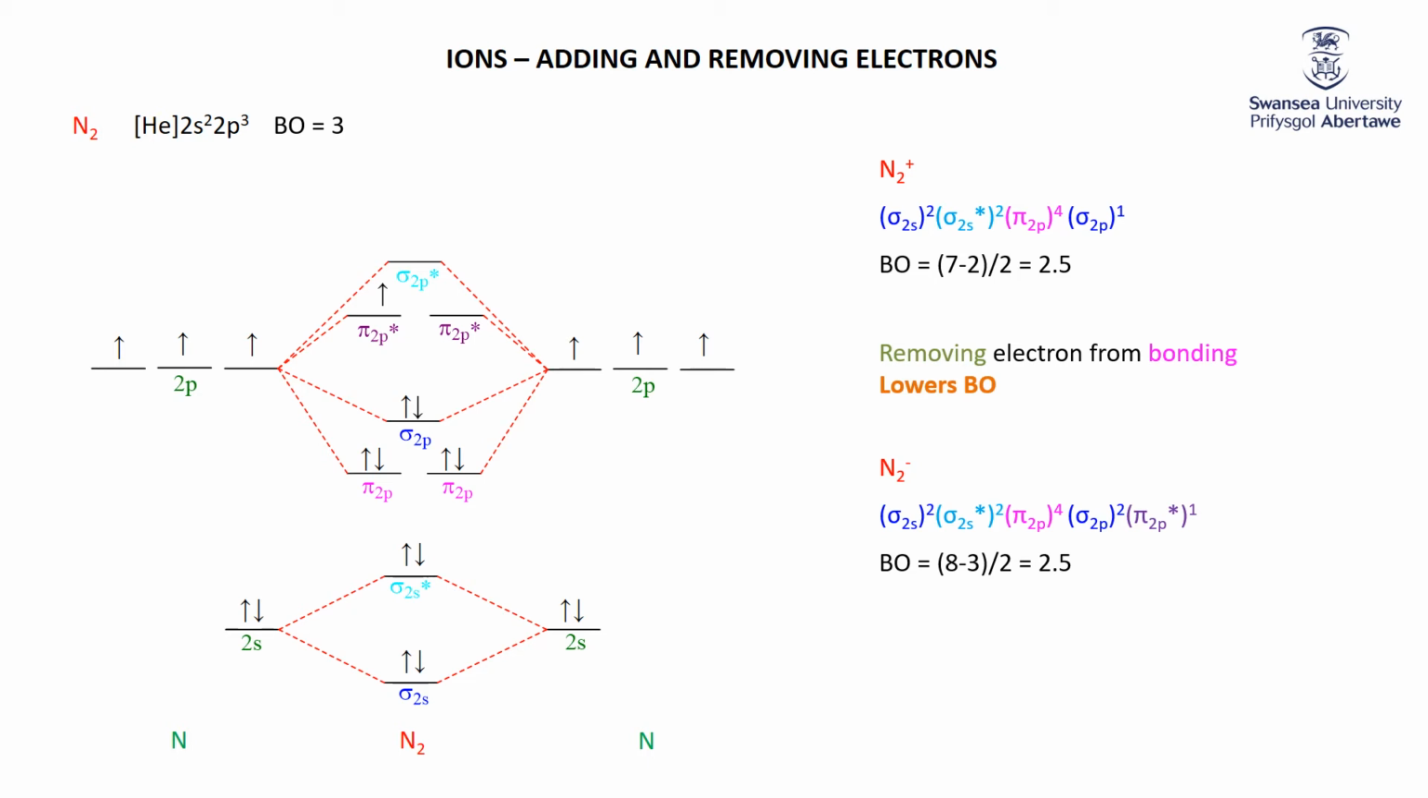So we added an electron, but it weakened the bond. It went from 3 to 2.5. Well, that's because we added it to an anti-bonding orbital. And in the same way that adding an electron to a bonding orbital makes the bond stronger, adding an electron to an anti-bonding orbital lowers the bond order, makes it weaker.